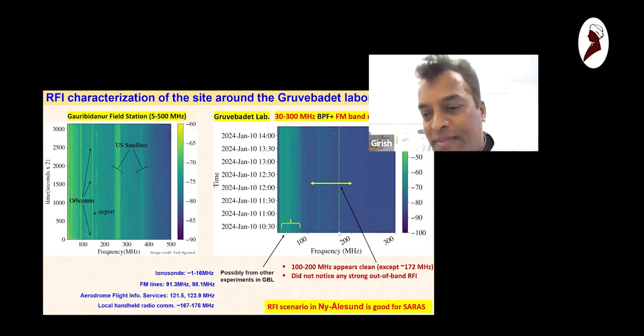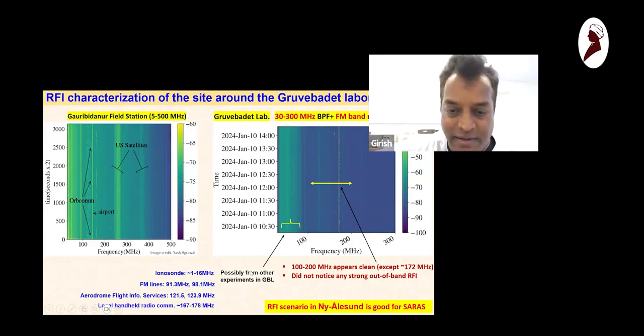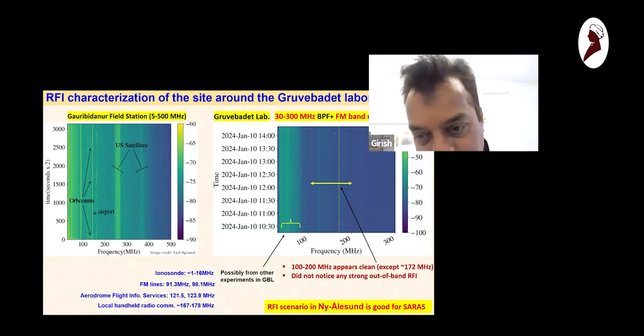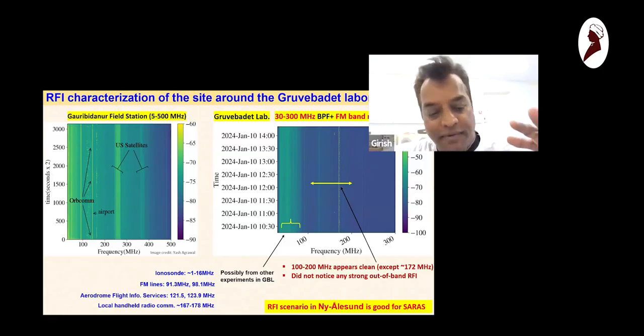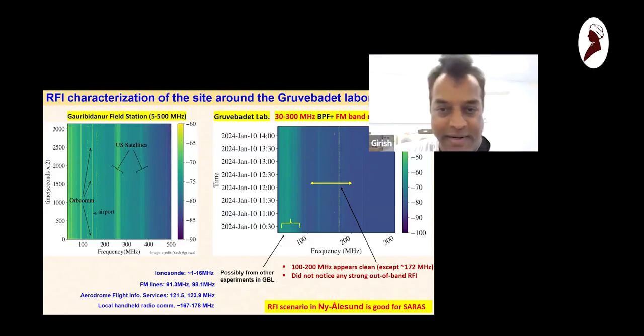So this frequency range around 172 megahertz has this walkie-talkie communication, which is something that we cannot avoid. But apart from that, 100 to 200 megahertz was really very nice for SARAS. That's why we are here with our SARAS equipment, the entire radiometer. And to answer one of the questions that came up earlier, what happens at low frequencies? There's an ionosonde experiment happening in a coordinated way between Svalbard, Norway, Sweden, and Finland. That's what we understand.